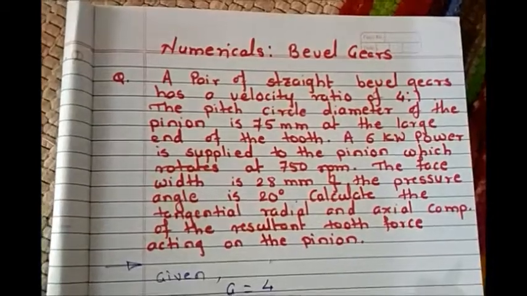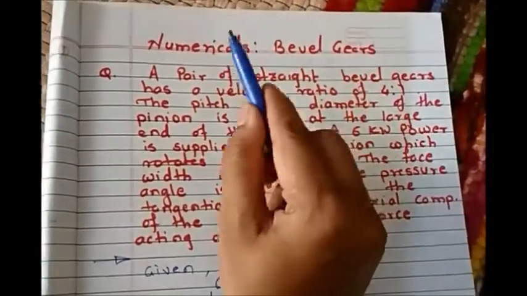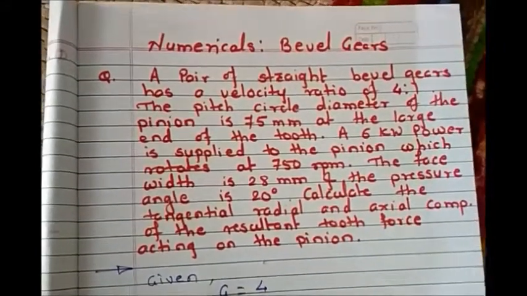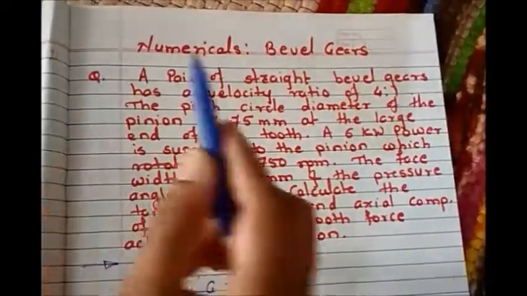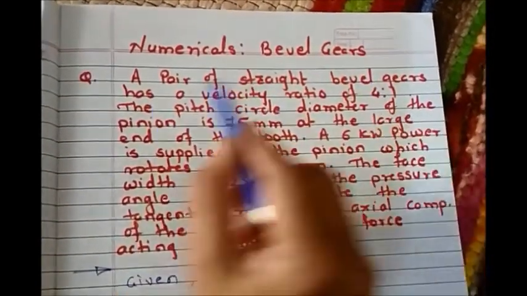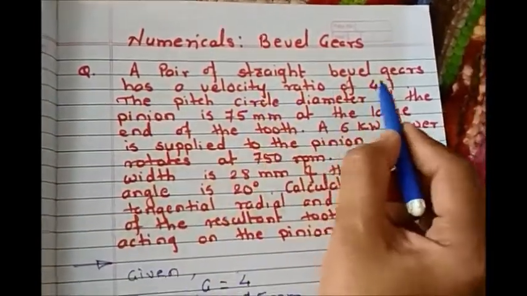Hello everyone. Today we are going to discuss numericals based on bevel gears. On bevel gears we have very simple kinds of numericals, so let's just start with the first. Here we have the statement: a pair of straight bevel gears has a velocity ratio of 4:1.